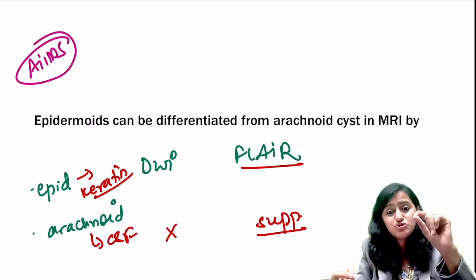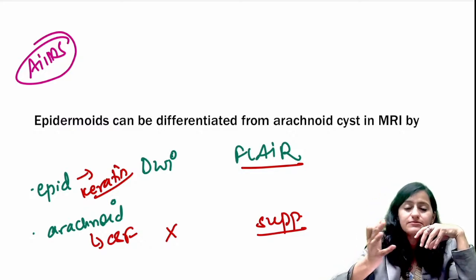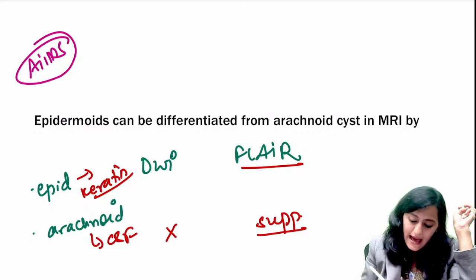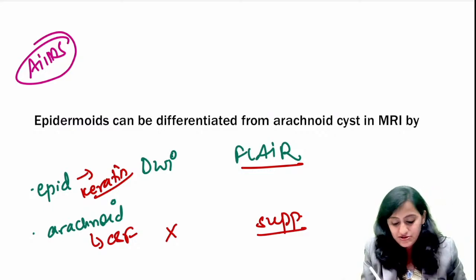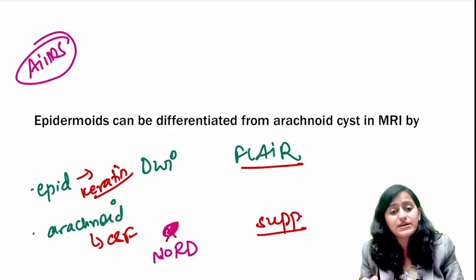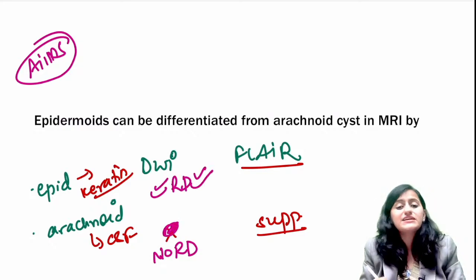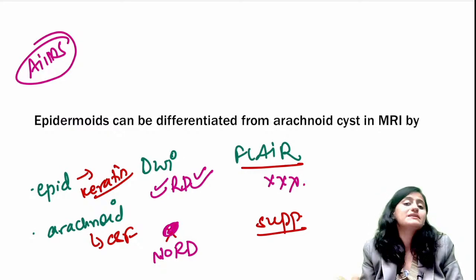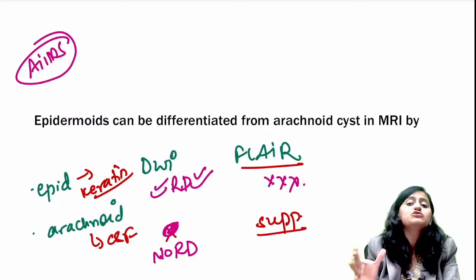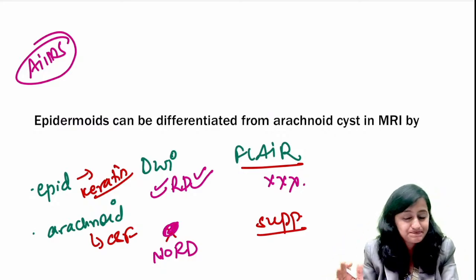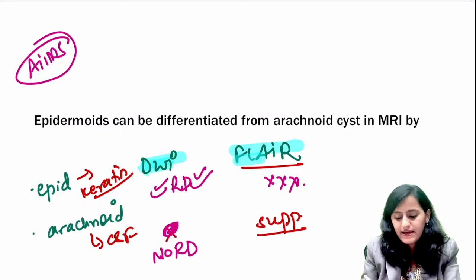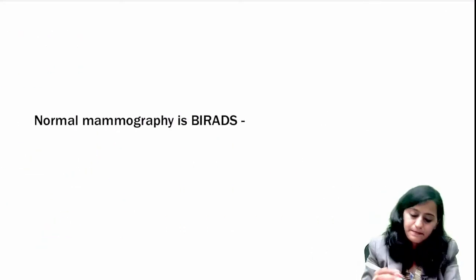Second, diffusion. CSF is free flowing, right? So CSF does not show restricted diffusion. So again, arachnoid will not show any restricted diffusion. No restricted diffusion will be seen with the arachnoid cyst. Epidermoid cyst will show restricted diffusion and it will not be suppressed on FLAIR. The thick material is not freely moving, it is restricted movement, restricted diffusion, right? So remember, the two important sequences here are DWI and FLAIR. Okay, DWI and FLAIR.